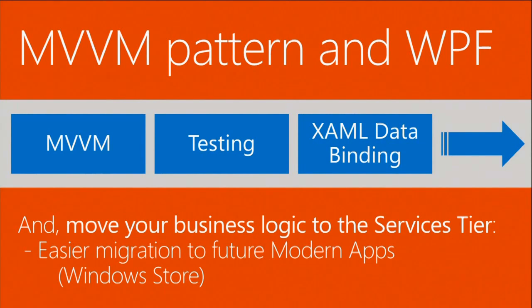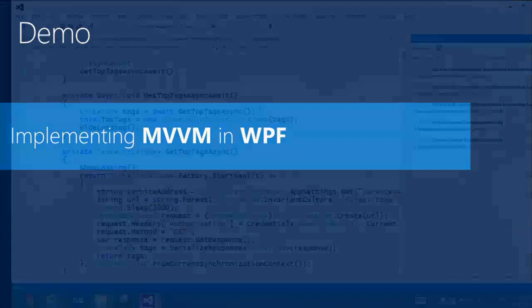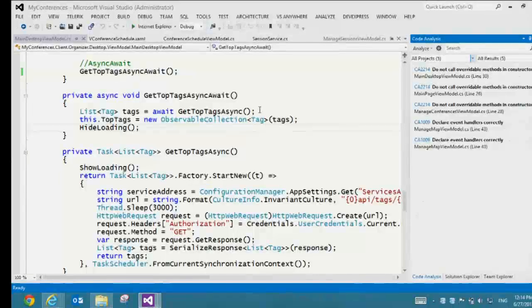But another important point is to try to put all your business logic on the server side using services like Web API services. Because if you do that, then in the future, if you want to migrate that application to a Windows Store application, or even simultaneously you want to have a phone application or a web application, you will be able to reuse it. So those are the two points I wanted to highlight. So let's move on and show you a demo about model view model.